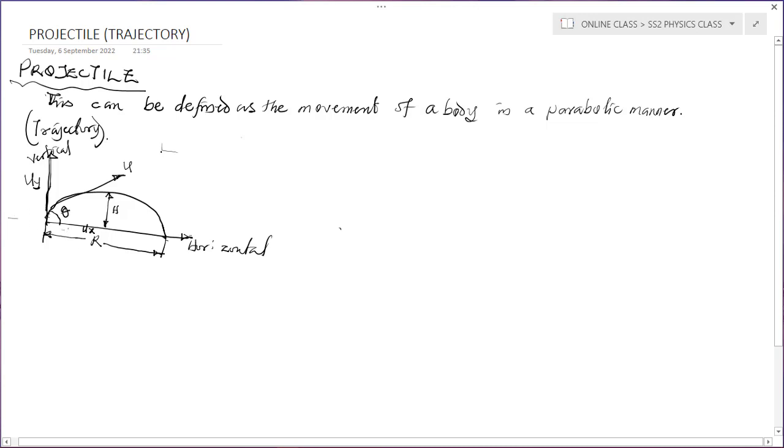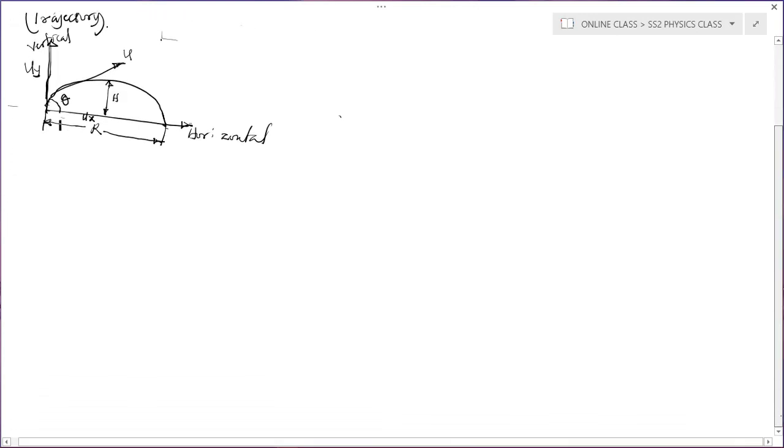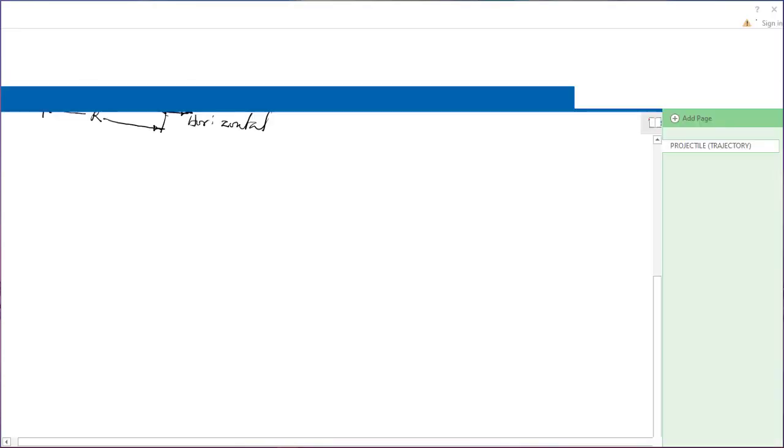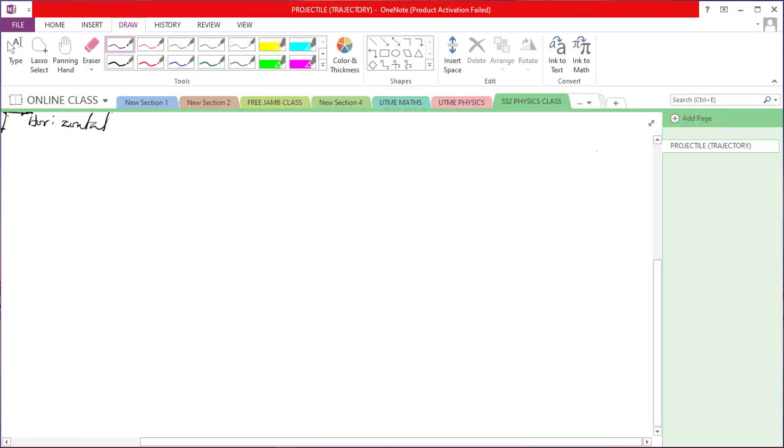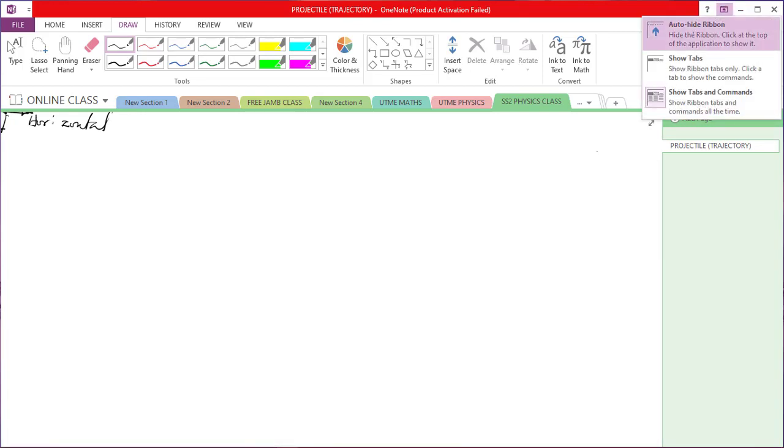Now, what are the terms that we need to work with here? We need to work with some terms, and that is what we call the parameters of what? Of projectile. That's the next thing we need to discuss here: parameters of projectile.